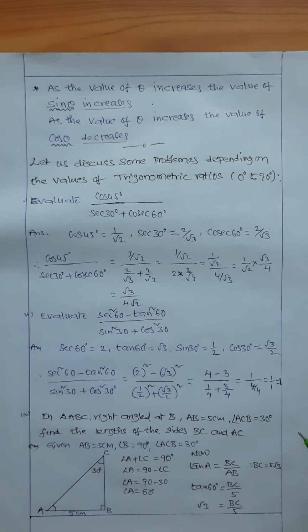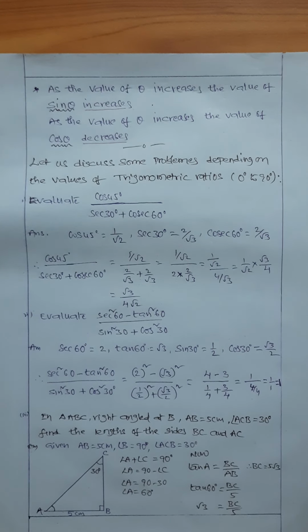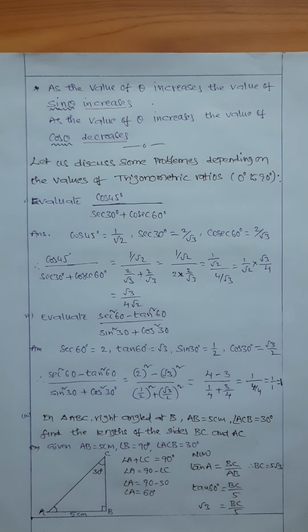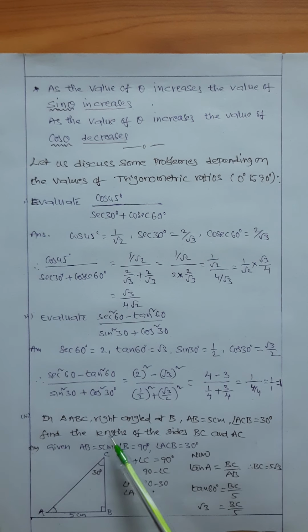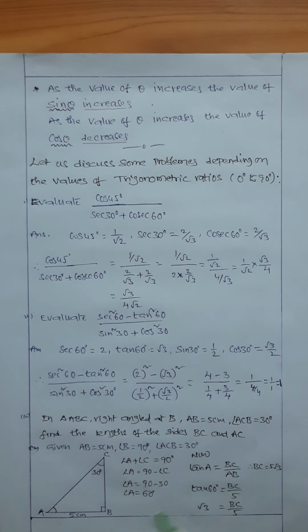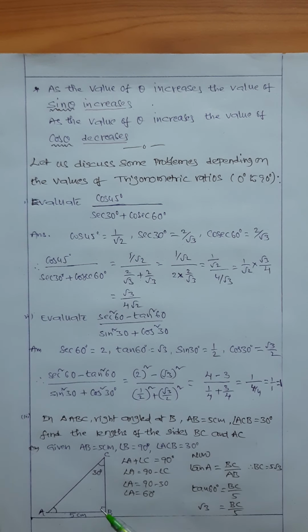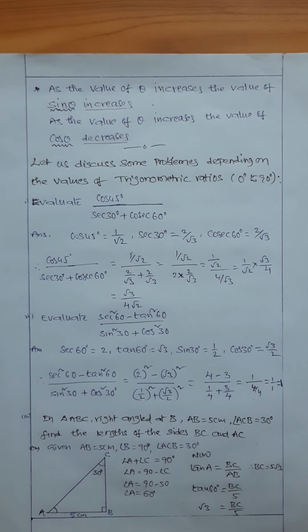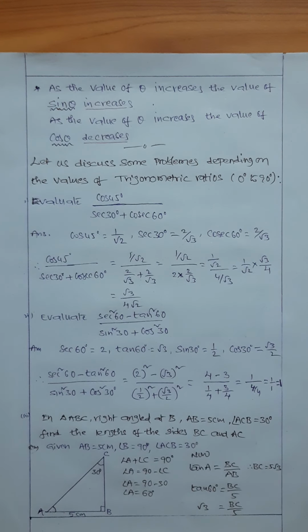Like this. Here we have another problem. In triangle ABC, which is right angle at B, AB is equal to 5 centimeters, angle ACB is 30 degrees. Find the lengths of the sides BC and AC. In this case we know one acute angle and one side. Using these two we have to find out the required things.